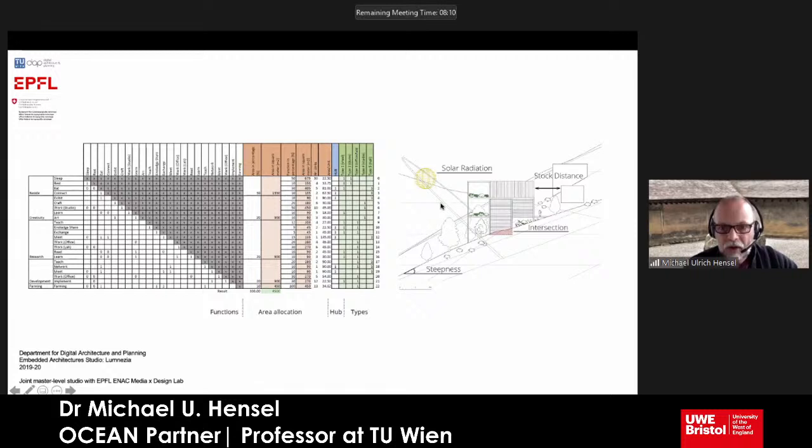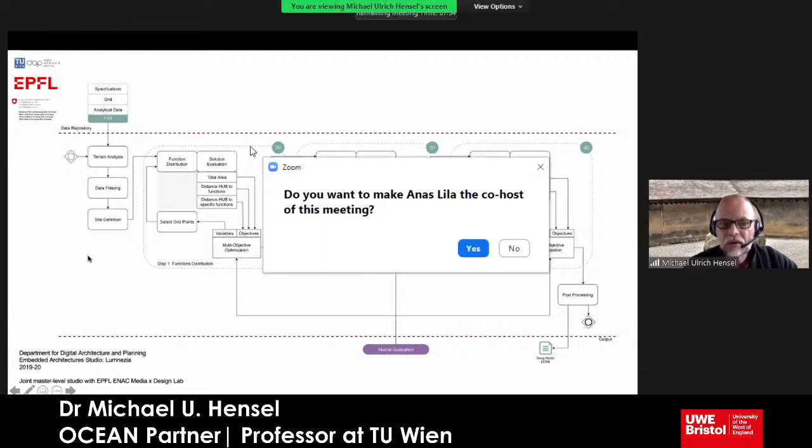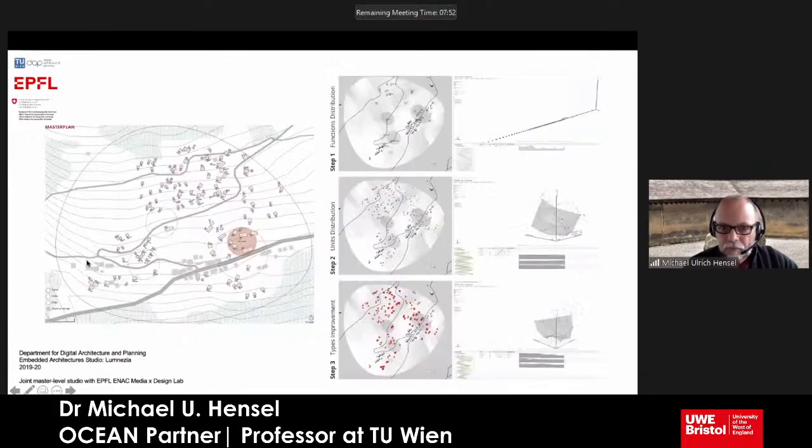Yeah, so there's a numerical description, and then there are certain aspects for simulation, solar radiation, the analysis of the slope itself, the intersection with the terrain, etc. So normally this means a multi-step optimization process. Now, that gives you, for instance, a function distribution, a unit distribution, and then what is called here types improvement, which basically means orientating each building in a better way towards the sun, etc.